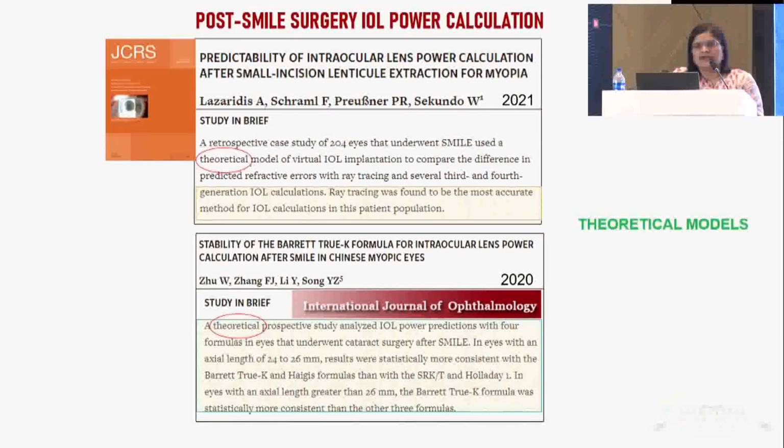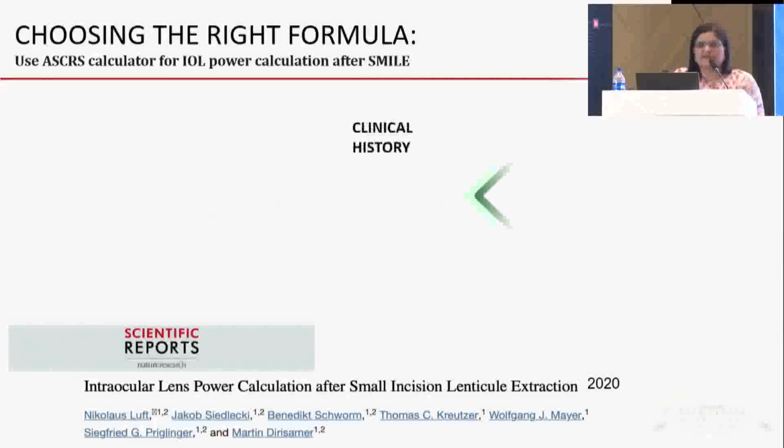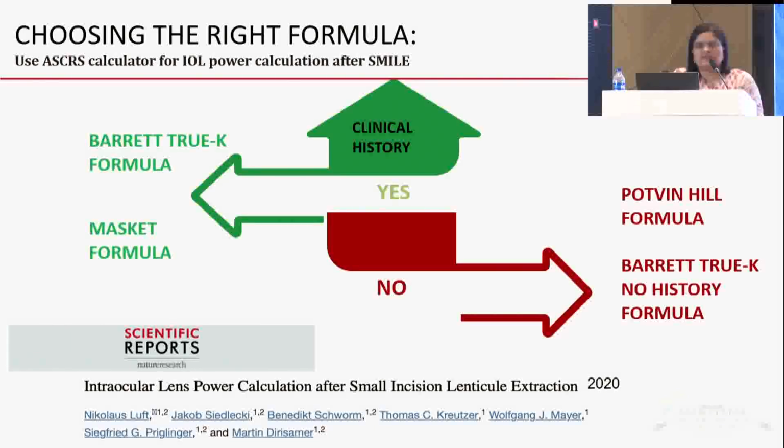In post-SMILE eyes, theoretical models have been discussed earlier, and they have discussed that if you don't have clinical history, then you can go for Haigis-L and Barrett True-K. But if you have clinical history present, then the Barrett True-K formula with the Masket formula can also work well for the patients.